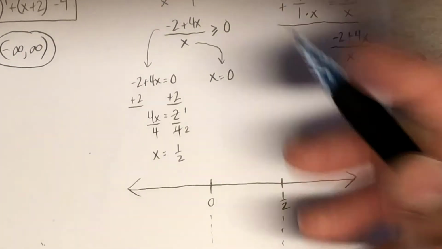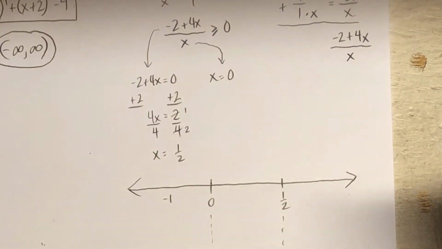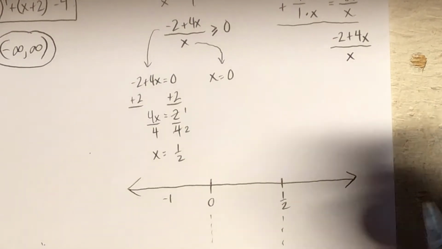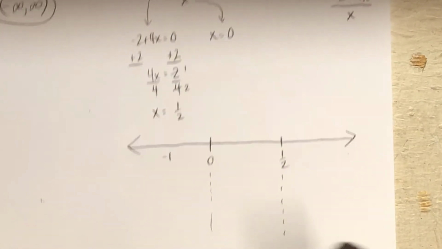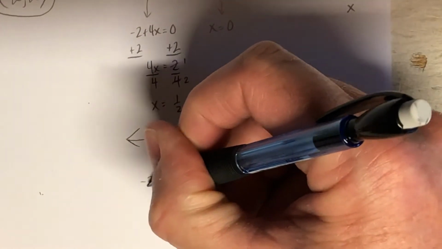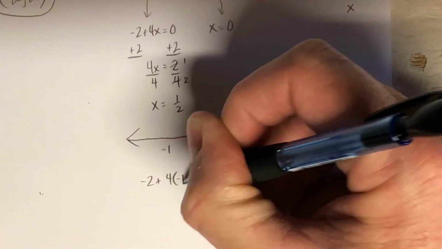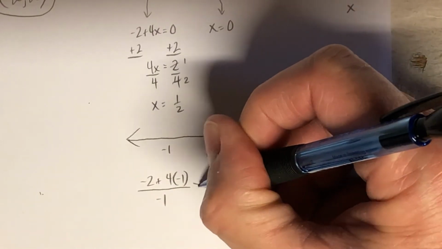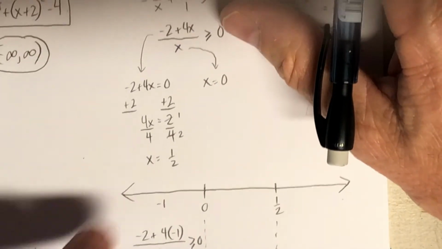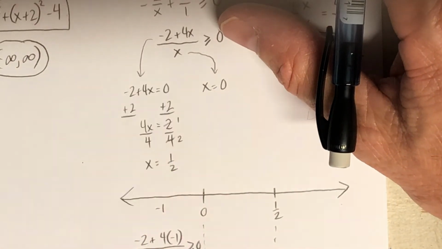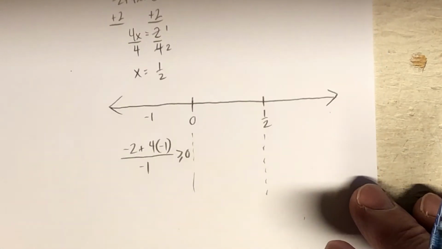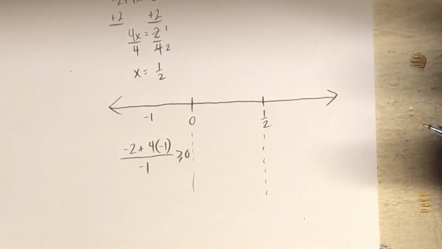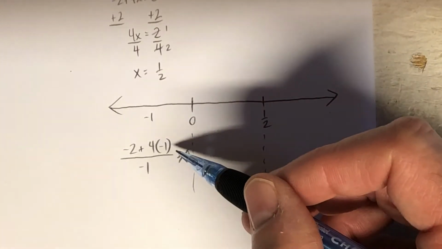Okay, so I'll go and pick, say, -1 right here. And I'm going to plug it into this fraction. And what do I get here? So I plug in -2 plus 4 times -1 all over -1 greater than or equal to 0. Is this true or false? Again, I plugged it into here. And I get what here? I got to figure out what the top and bottom are equal to first. Then I try to divide. That's how you figure out what a fraction is when there's no variables in it.